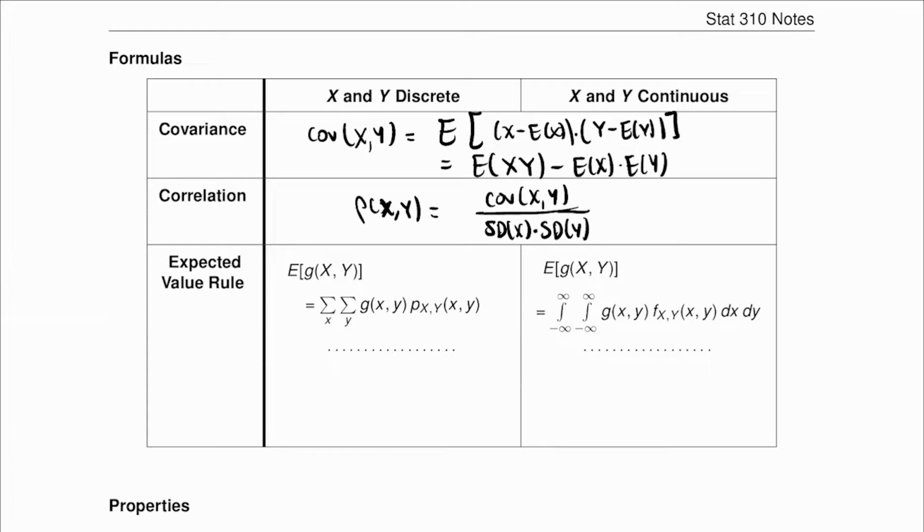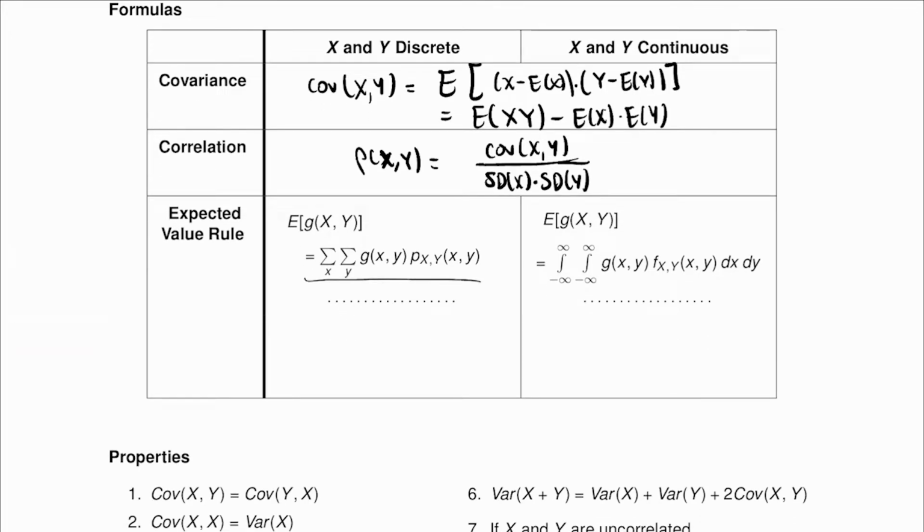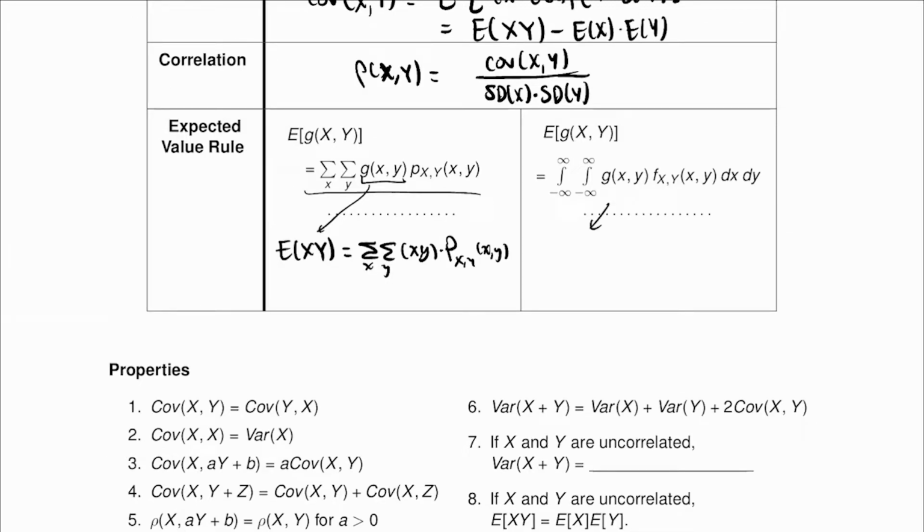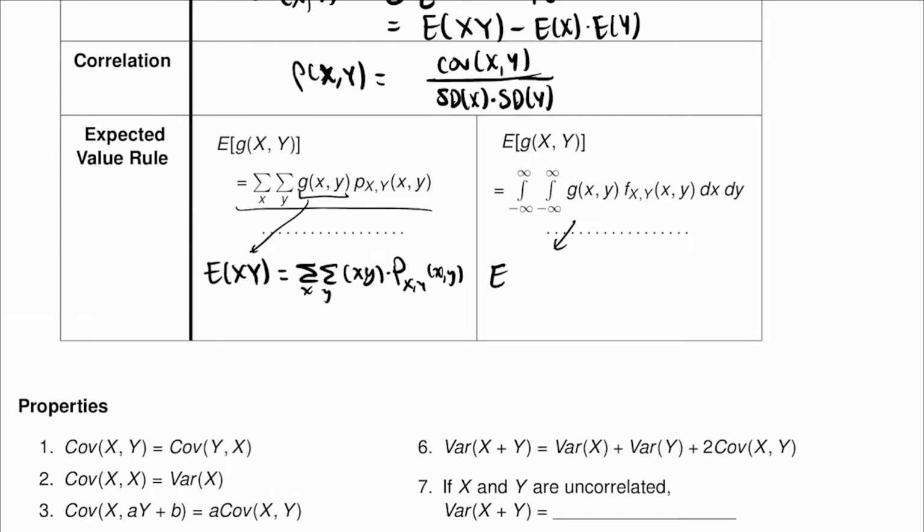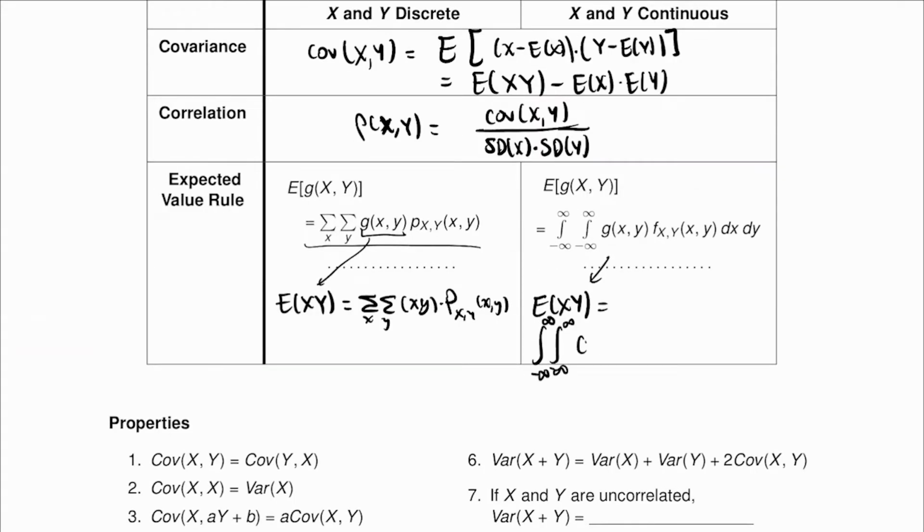To calculate this, we use the expected value rule, which we have already discussed. We can use it to calculate the expected value of x times y, and we know that this is the double sum over x and y of this function. In this case, the function is x times y, so this is x times y times the probability of x and y, the joint PMF. For the continuous case, we use the expected value rule to calculate the expected value of the product of the random variables, and it's going to be the double integral from minus infinity to infinity of x times y times the joint PDF.